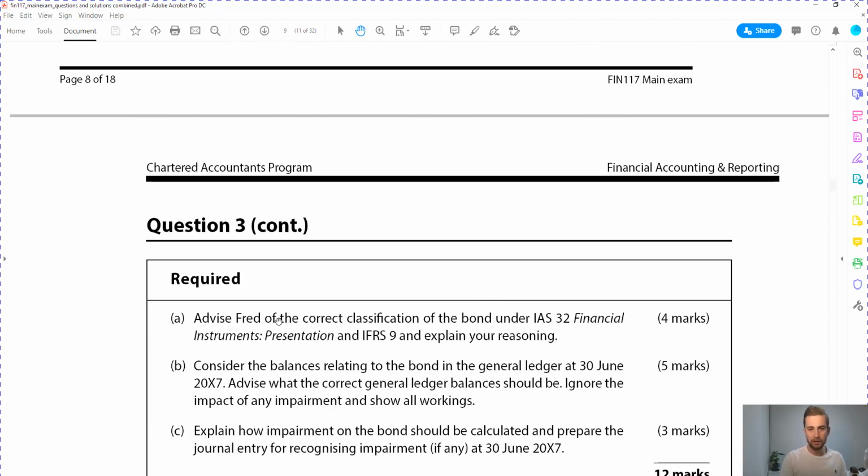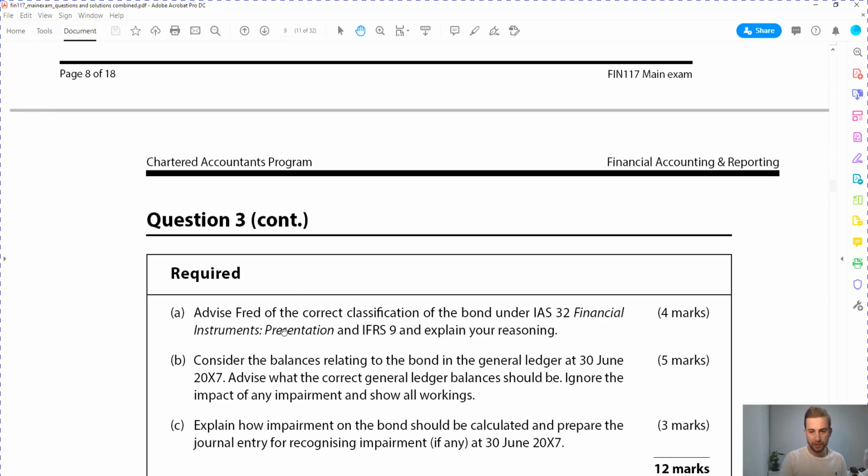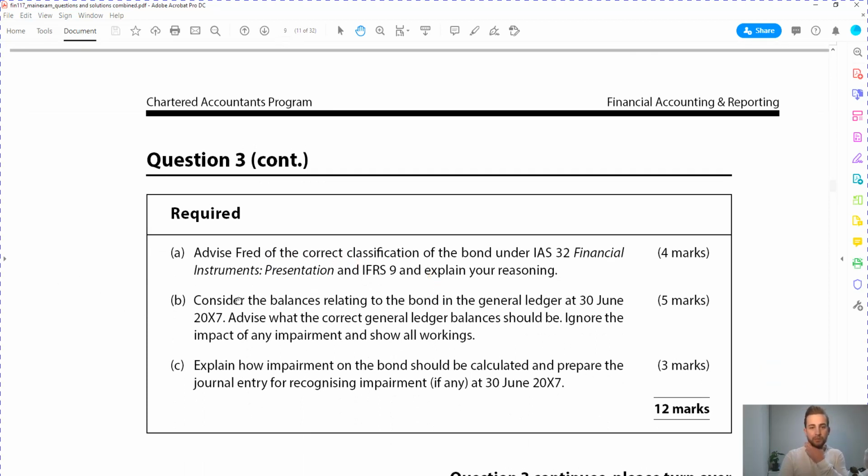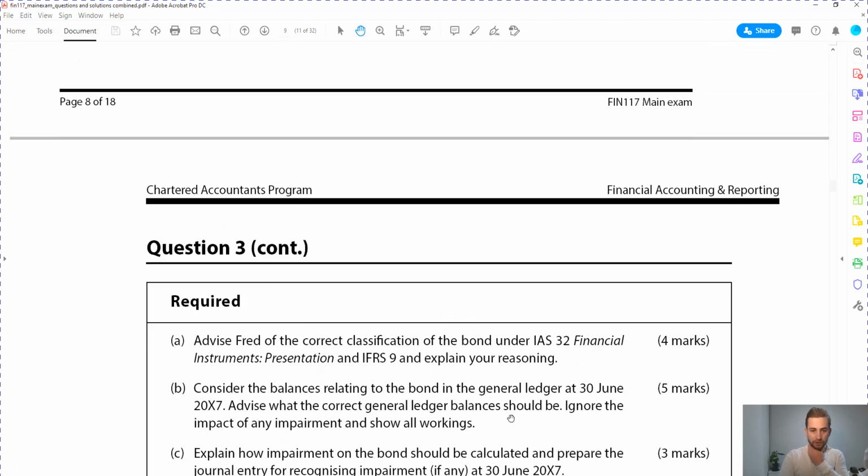Okay, so part A is advise Fred of the correct classification of the bond, and also explain your reasoning. So that's how are we going to account for it. Part B is consider the balances relating to the bond in the general ledger. Advise what the correct general ledger balances should be. Ignore the impact of impairment. And then C is explain how the impairment on the bond should be calculated and prepare the journal for recognizing impairment, if any. Okay, so let's start off with 1, advising Fred of the correct classification of the bond.